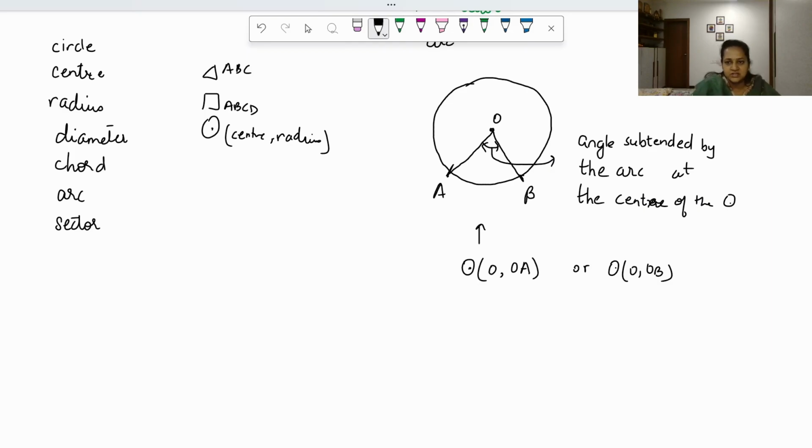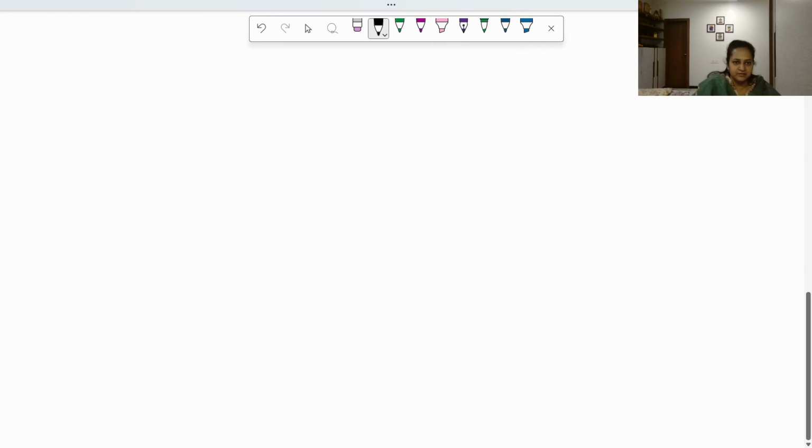Right? Now over here, what is the keyword that we have to highlight? Subtended. The keyword to be remembered over here is subtended. Arc AB is subtending an angle AOB at the center of the circle. Arc AB subtends an angle AOB at the center of the circle. I hope it is understood. So we've come across another word called subtend.